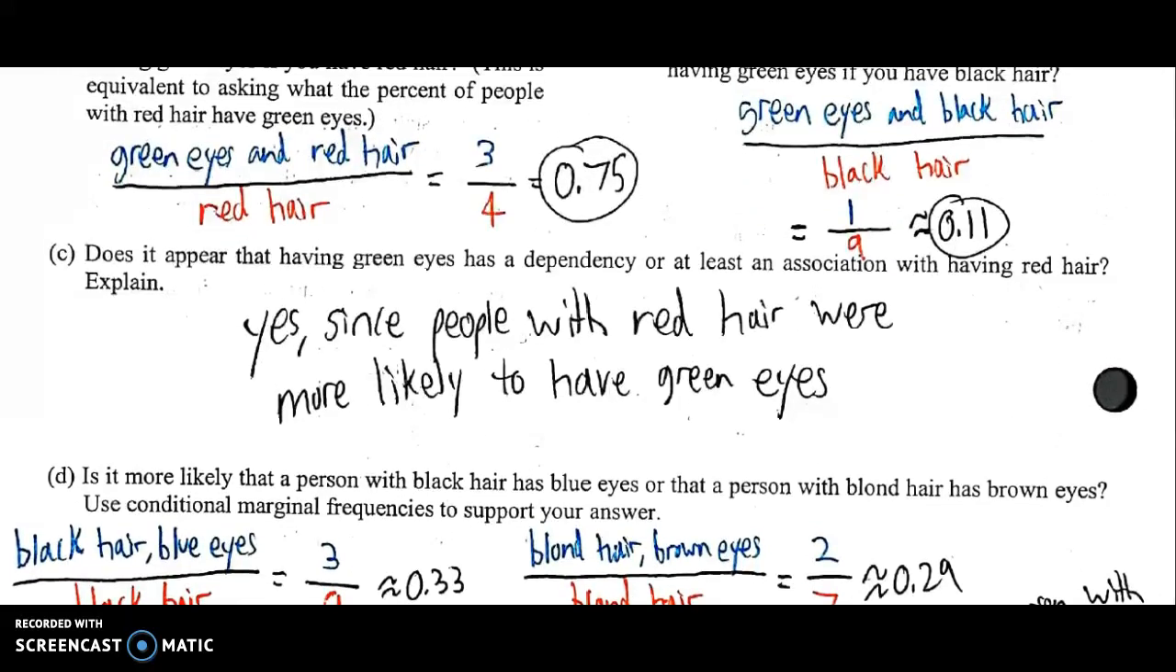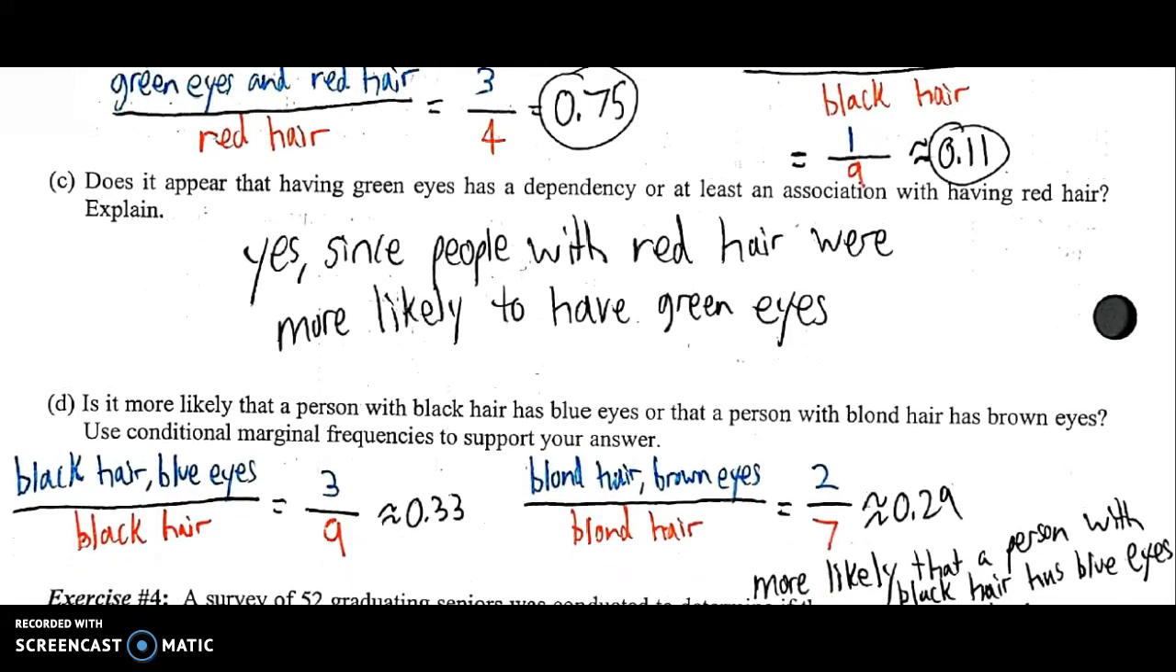So one last question that we can answer from that table. Is it more likely that a person with black hair has blue eyes, or that a person with blonde hair has brown eyes? And again, we're going to use conditional marginal frequencies to support that. So we just got to pay attention and decide on what's our given information.